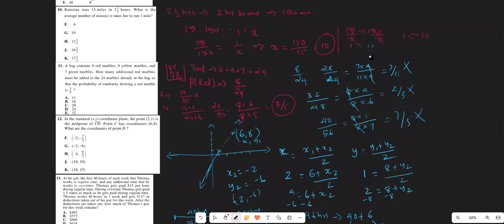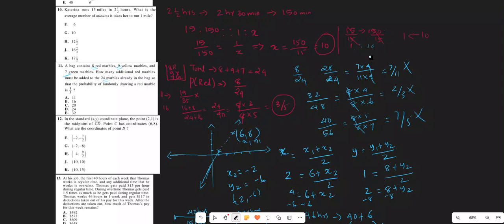A bag contains 8 red balls, 9 yellow balls, 8 red marbles, 9 yellow marbles, and 7 green marbles. How many additional red marbles must be added to the 24 marbles already in the bag so that the probability of randomly drawing a red marble is 3/5? We have several methods to do this problem, but I suggest using trial and error to save time. First of all, how many total marbles are there?